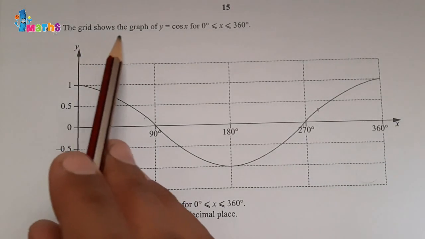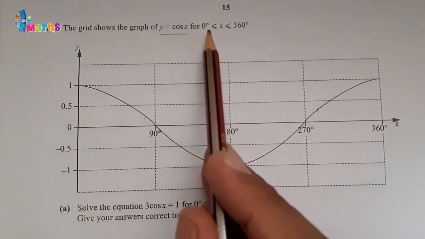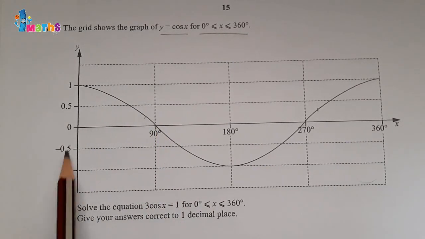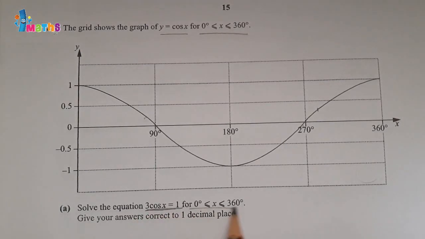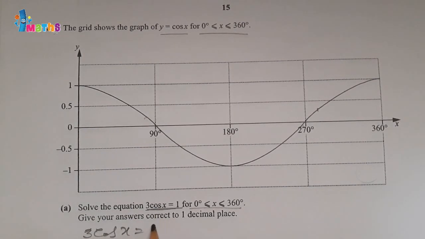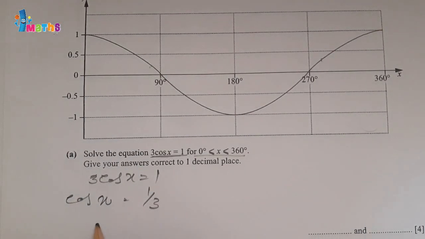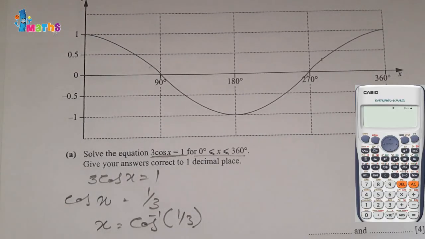Question number 8. The grid shows the graph of y is equal to cos x for the range 0 to 360. So this is the graph provided. Solve the equation 3 cos x is equal to 1 for this range. Give your answer correct to one decimal place. So we can write 3 cos x is equal to 1, which means cos x is equal to 1 by 3, and we can write x is equal to cos inverse of 1 over 3.